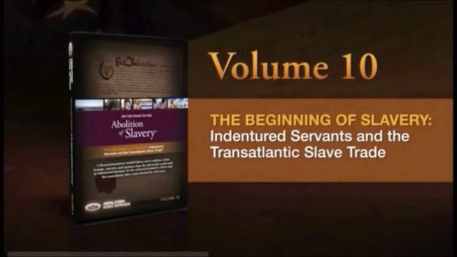The Beginning of Slavery. Indentured servants and the transatlantic slave trade. Colonial plantations needed more labor, more orphans, loose women, convicts, and Quakers than the Old World could send as indentured servants. So the colonists looked to Africa, and the transatlantic slave trade thrived for 450 years.